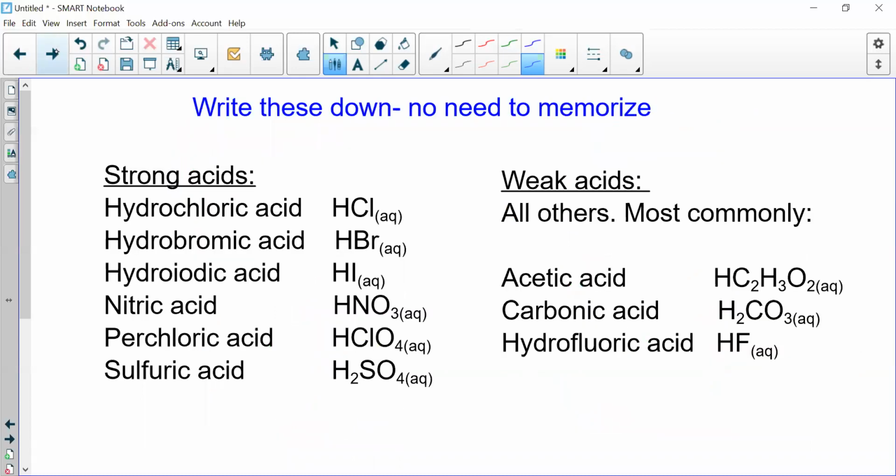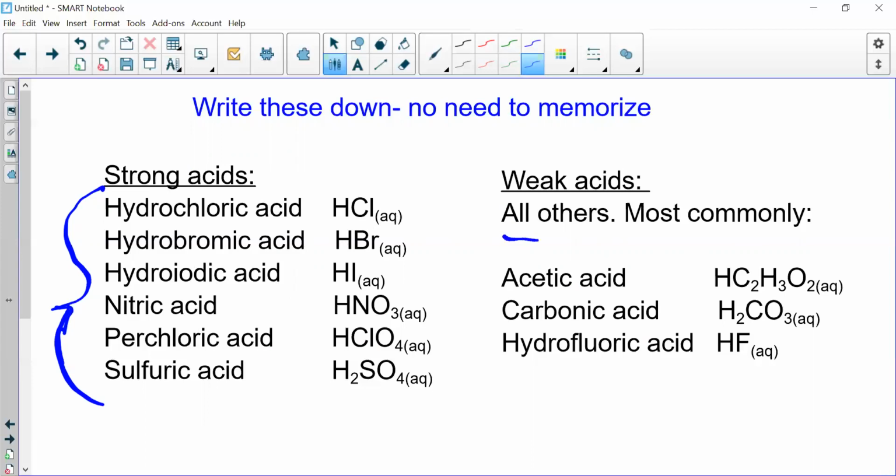On this slide, I'm just going to give you some information that you should write down. You might see a Texas question just asking about strong and weak acids. There are generally 6 strong acids that most textbooks will agree on. Some will include a 7th one, but these 6 are the ones that we really need to focus on. And we'll get to naming these afterwards. So the 6 strong acids are hydrochloric, HCl, hydrobromic, hydroiodic, nitric, perchloric, and sulfuric. So I just want you to write these down. There's no need to memorize these.